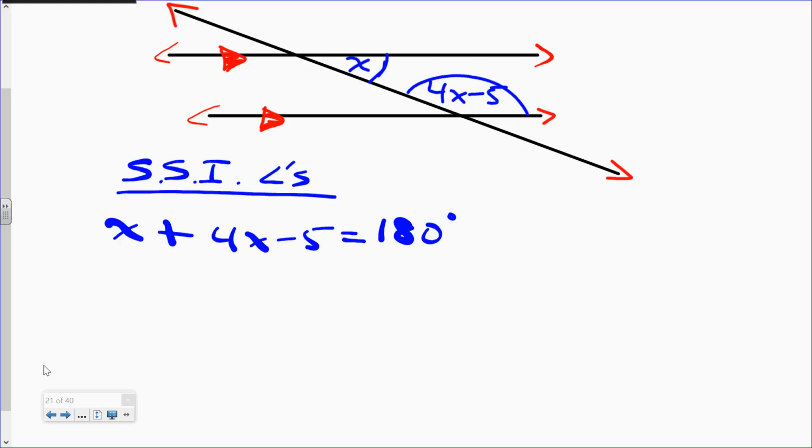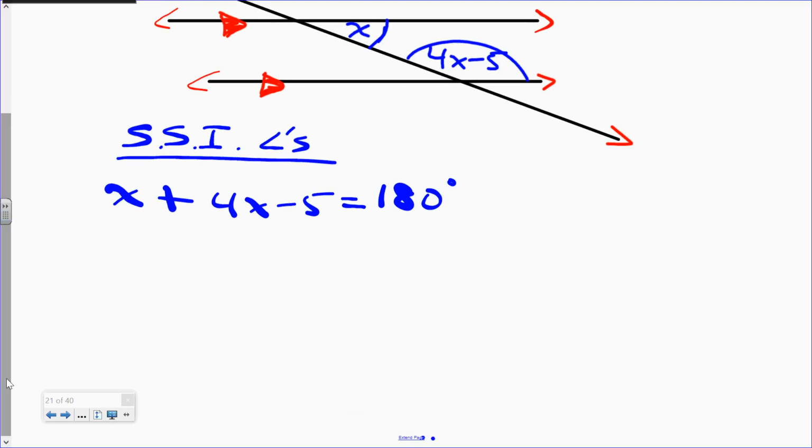We're no stranger to these long equations. We've been doing it all last week. It's getting old. You do this in your sleep, I trust. Let's get x alone now. Let's see. We clean up the left side of the equation, I believe, right? x and 4x makes 5x. Just simplifying there. I got the minus 5. I got the equal 180.